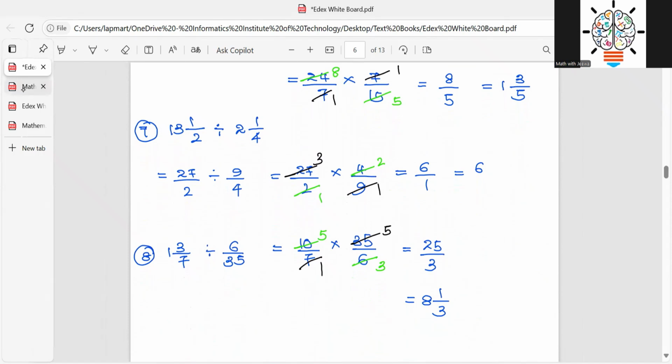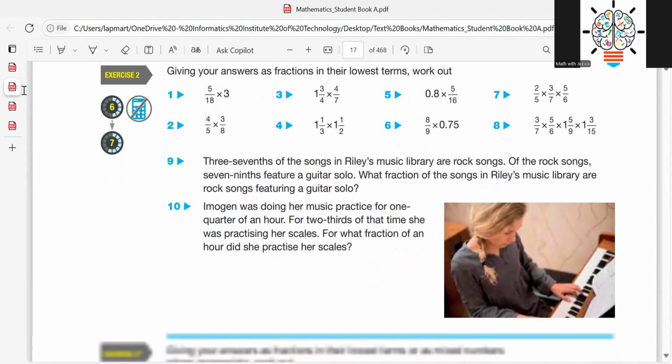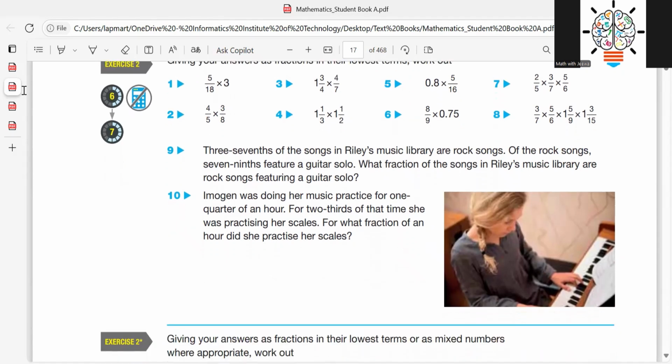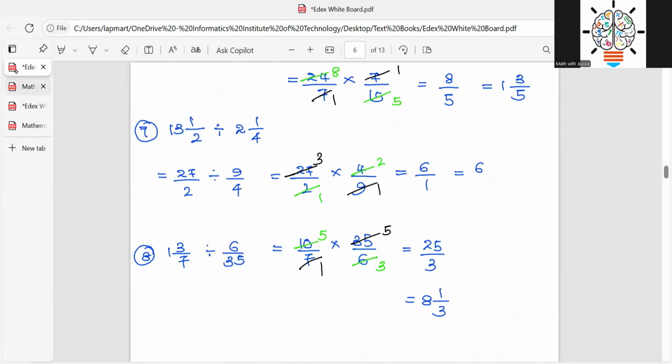So now you just see, children, that I ask you to do all the word problems from exercise 2 onwards. So you just see what I'm doing while reading the question. 3/7 of songs in Ryle's music library are rock songs. So while reading, I will write down these things. So the rock songs, what is the fraction? It is 3/7. Okay. Then I have something to discuss.